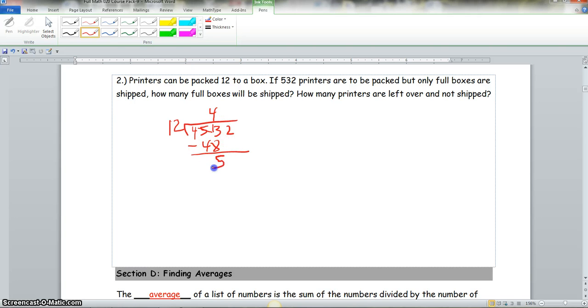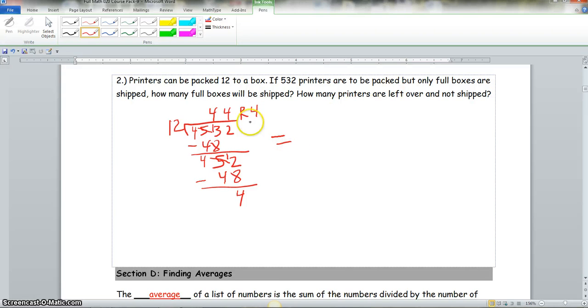13 minus 8 is 5, 4 minus 4 is 0. Now we bring down our 2. 12 goes into 52 4 times. 4 times 12 is 48. Now we know we cannot subtract 8 from 2, so we borrow 1 from 5, that makes that 4, and this 2 becomes a 12. 12 minus 8 is 4, so 4 minus 4 is 0, so we have 44, remainder 4.